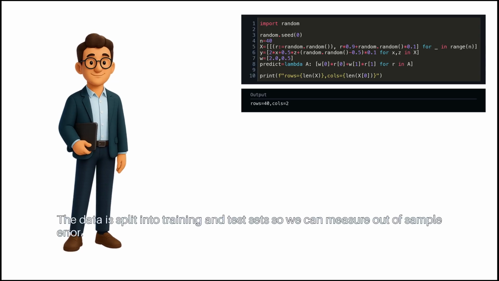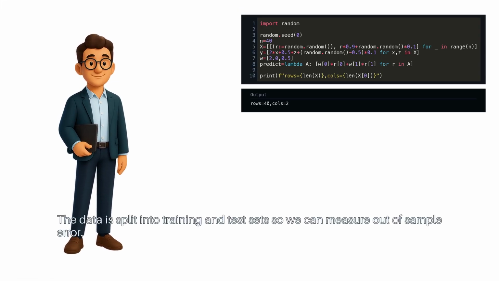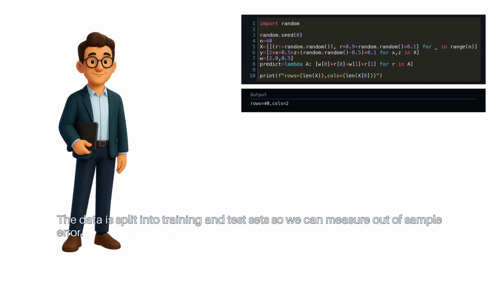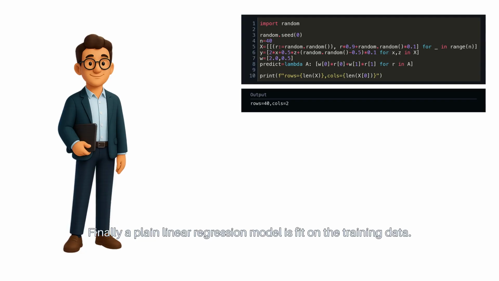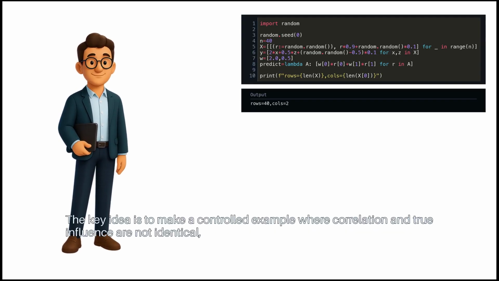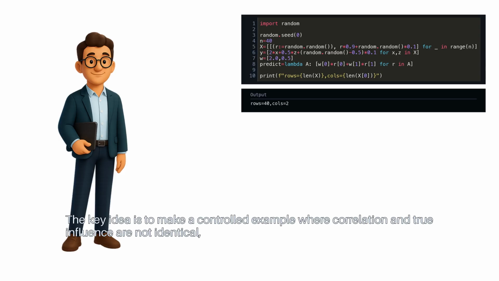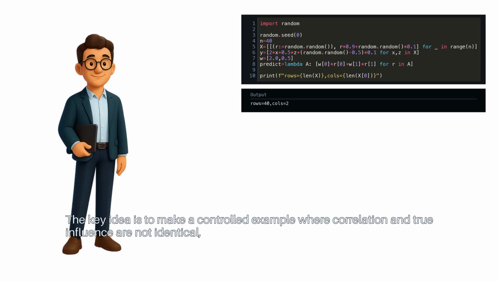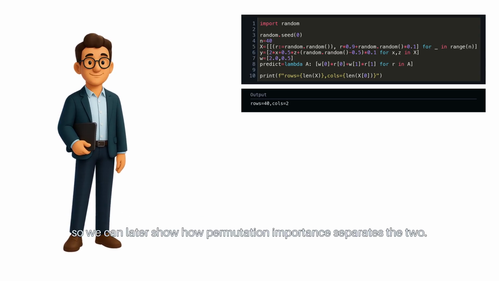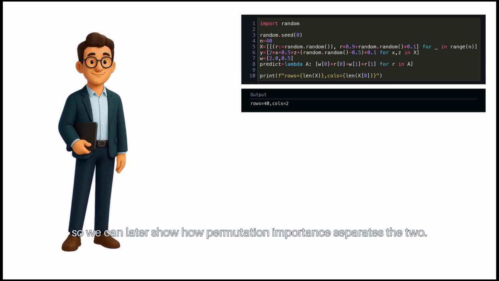The data is split into training and test sets so we can measure out-of-sample error. Finally, a plain linear regression model is fit on the training data. The key idea is to make a controlled example where correlation and true influence are not identical, so we can later show how permutation importance separates the two.